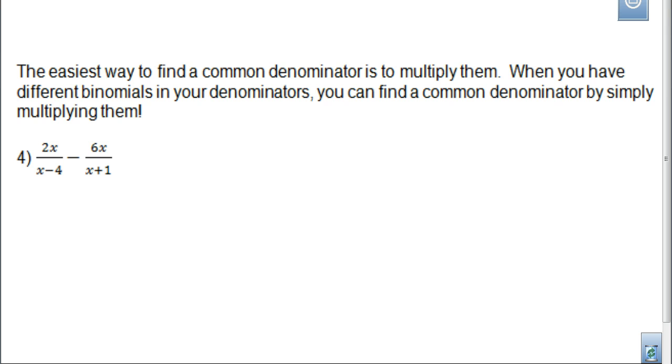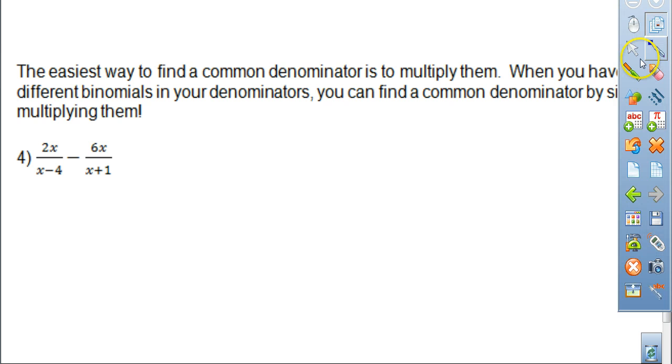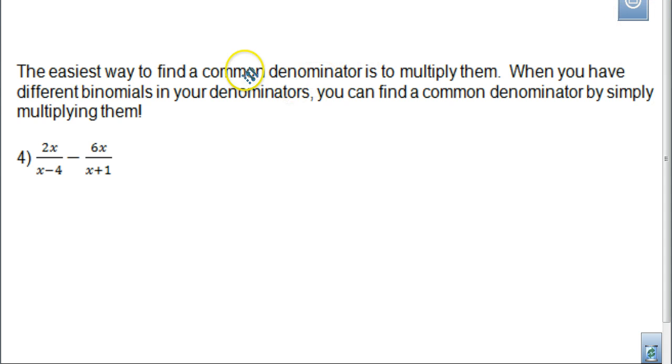Now sometimes it may not be so clear what the common denominator is. So the easiest way to find a common denominator is just to multiply the two denominators together. So for example, if I have 2 over 7 plus 1 over 9, I can start to think what are some common multiples of 7 and 9. Or what I can simply do is multiply 7 times 9, which is 63, and that would be a common denominator. So that would work.